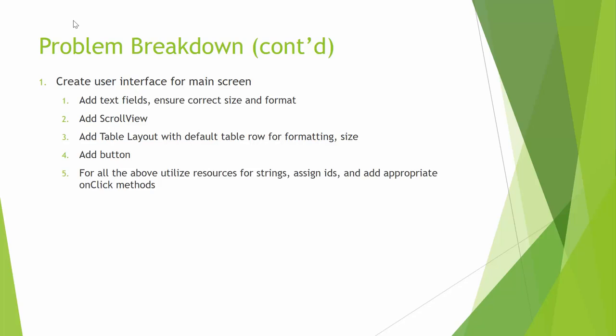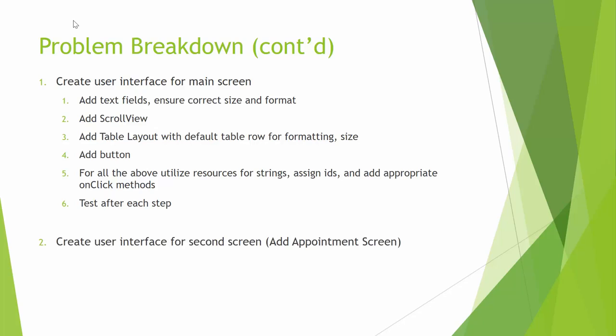And then for all the above, like I mentioned, I'm going to utilize resources for strings. We know why that's good. I'm going to assign appropriate IDs to all of the different elements, and I'm going to add any appropriate on-click method, mainly for the button. And then I'm going to test after each step. Each one of these steps I'm going to test, and make sure it works before moving on to the next step.